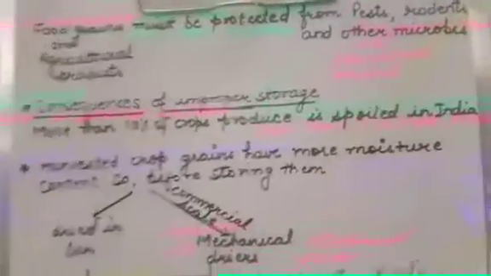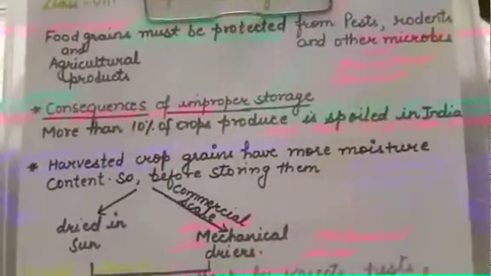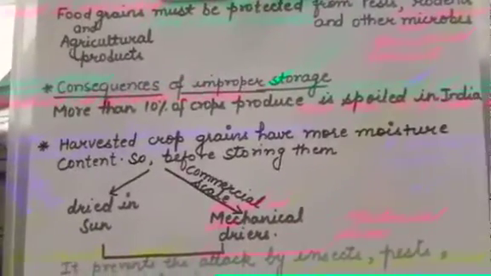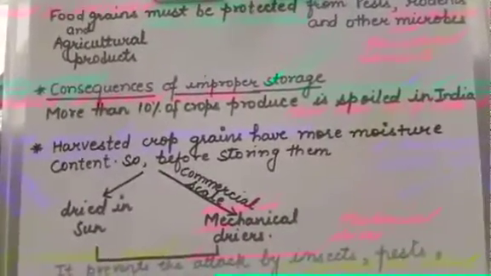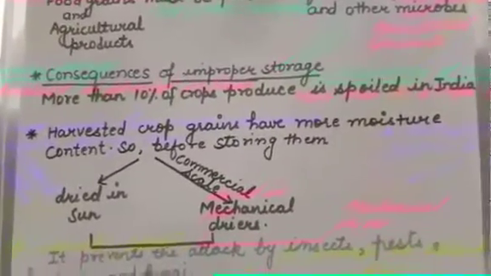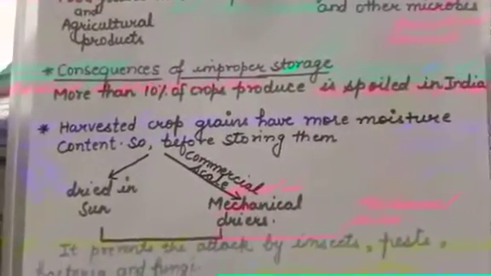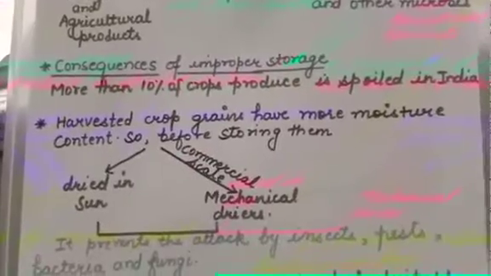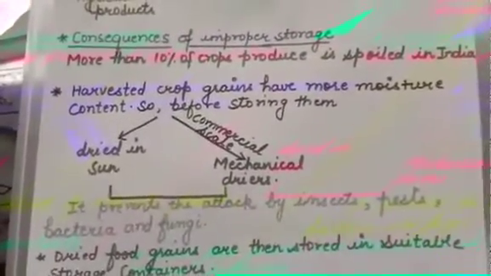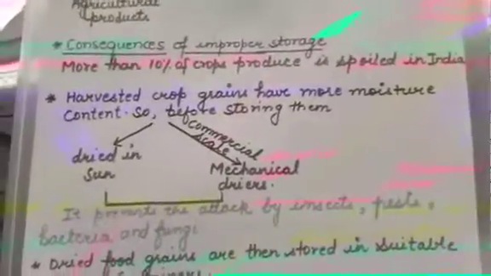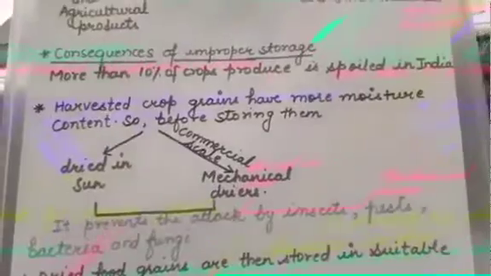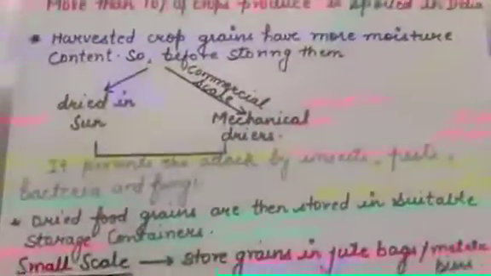We know that the harvested crop has a lot of moisture content. So, before storing them anywhere, we must dry them in the sun so that their moisture content will be lowered. And on a commercial scale, we can use mechanical dryers to reduce the moisture content of the grains. Both these methods prevent the attack by insects, pests, bacteria and fungi.